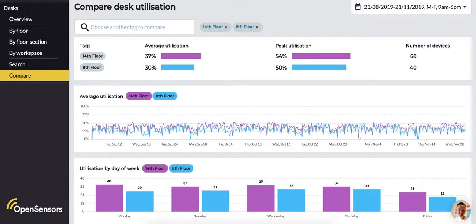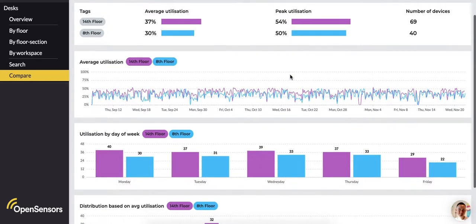Hi, I'm Ed, and in today's video, here's how you can compare desk usage across different locations. Here, I'm comparing the 14th floor with the 8th floor over the last 3 months. I can quickly compare average and peak utilization, as well as the number of desks being monitored.